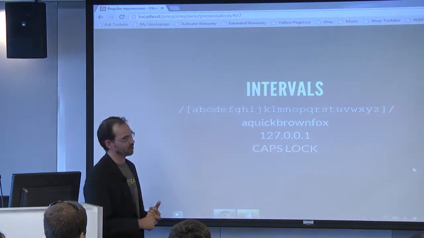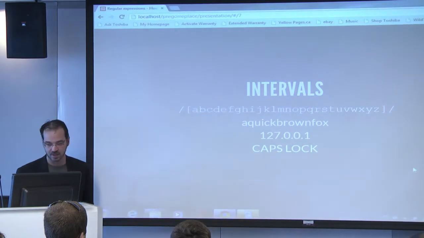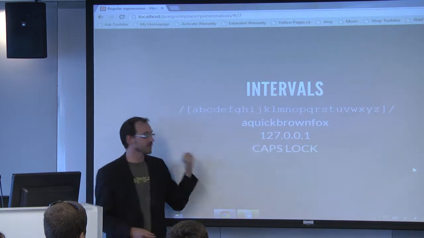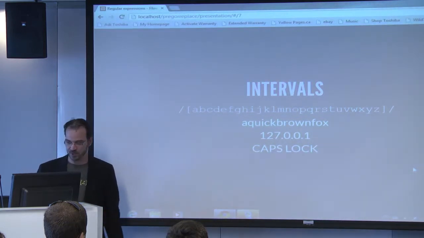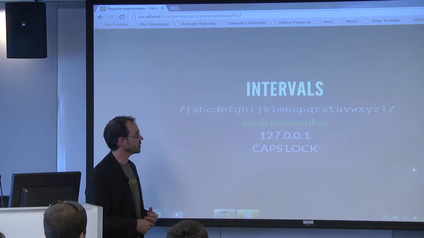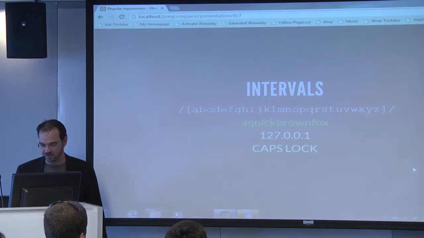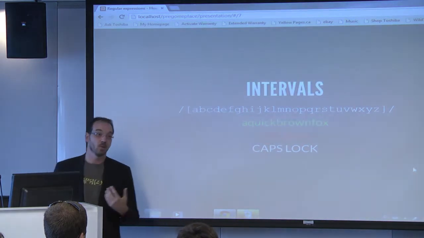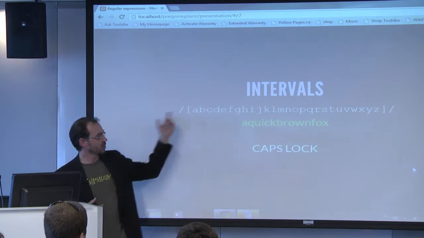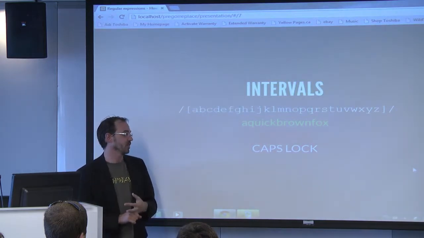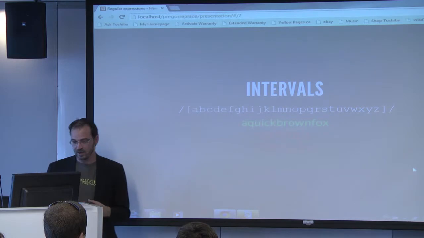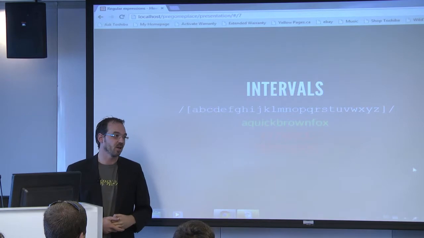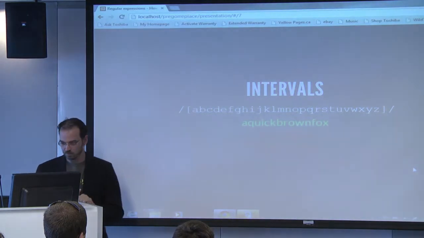So you can also use intervals. Between square brackets means match anything that's between those two square brackets. In this example, I put all the alphabet in it. And if I try with quick brown fox, it matches, because all those letters are in this interval here. If you try with 127.0.0.1, it won't match, because in the interval that we specified, we don't have any numbers and we don't have any dots. And caps lock, this one won't work, because the only letters that we specified in our interval are small letters.